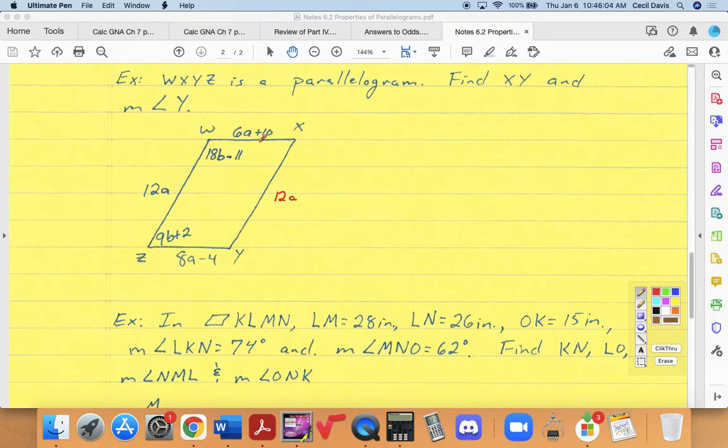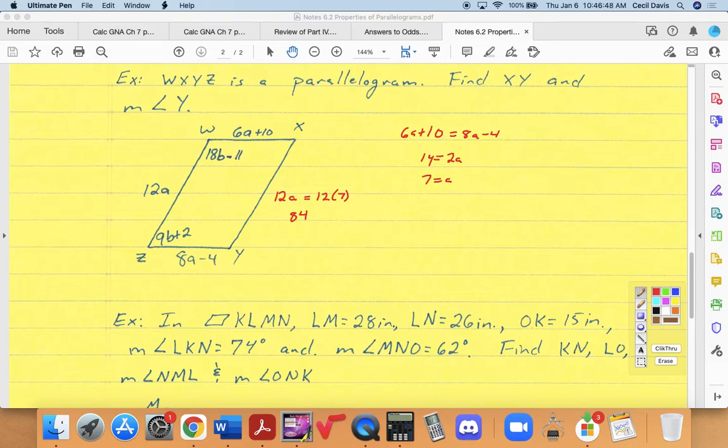Well, what do you notice about the 6A plus 10 and the 8A minus 4? They're equal to each other. So just real quick, 6A plus 10, not plus 18. 6A plus 10 is equal to 8A minus 4. So that'd be 2A is 14, so A is 7. So that's 12 times 7 is 84. Yes, 12 times 7 is 84.